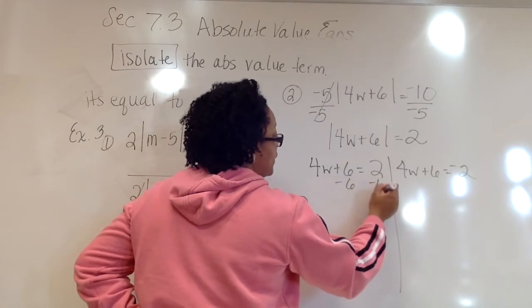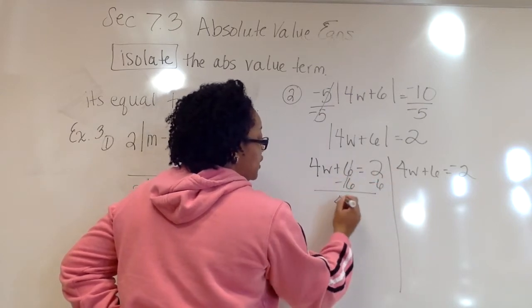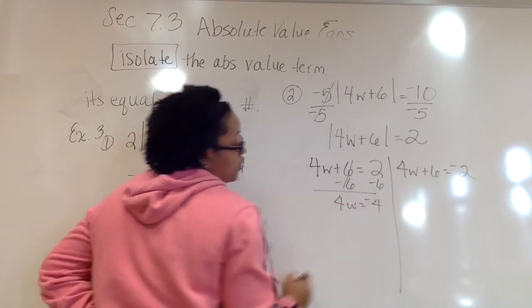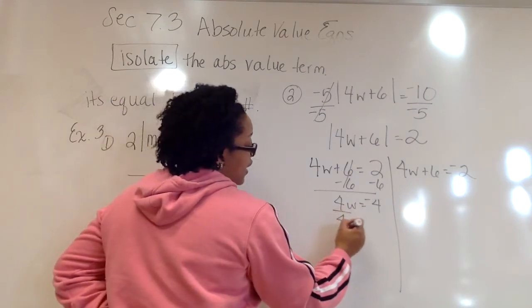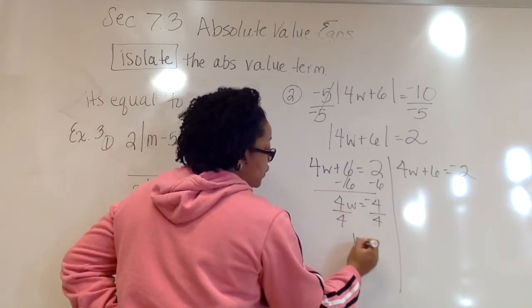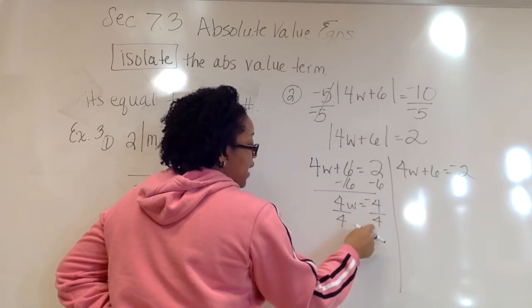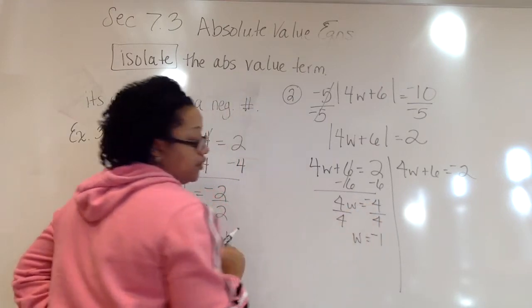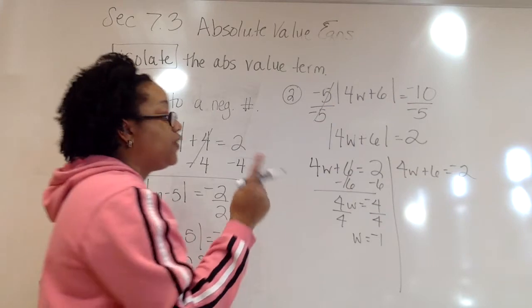Subtract 6 from both sides. 4w equals negative 4. I'm going to divide both sides by 4. My first solution, negative 4 divided by positive 4 is negative 1. So that's your first solution. And then we're going to go over.